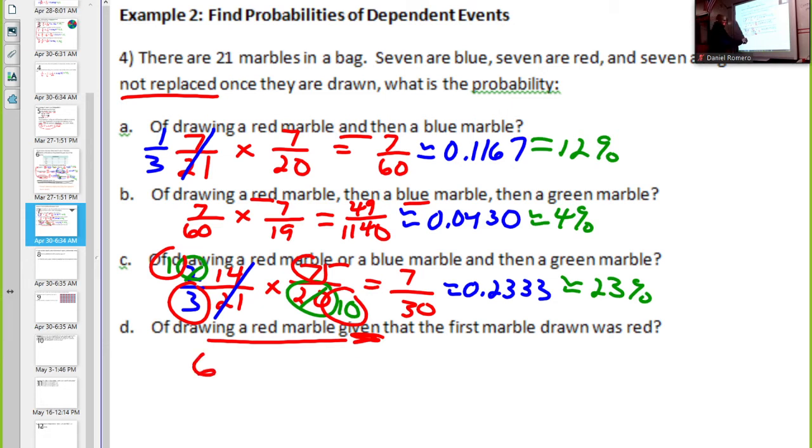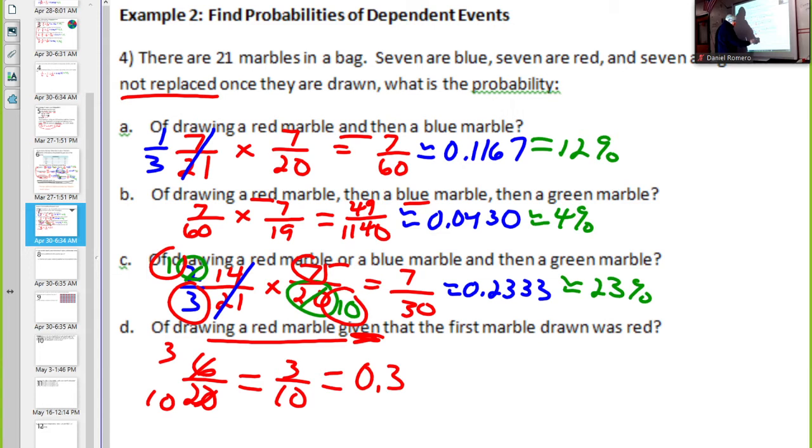6 out of how many in total? Good. That reduces by what? By 2. So this becomes a 3, this becomes a 10. 3 out of 10, which we know is 0.3, and that is exactly 30%. So if you basically go in with your eyes open, take out a red already, and then go back in for a red, you now have a 30% chance of getting a red. Questions there?